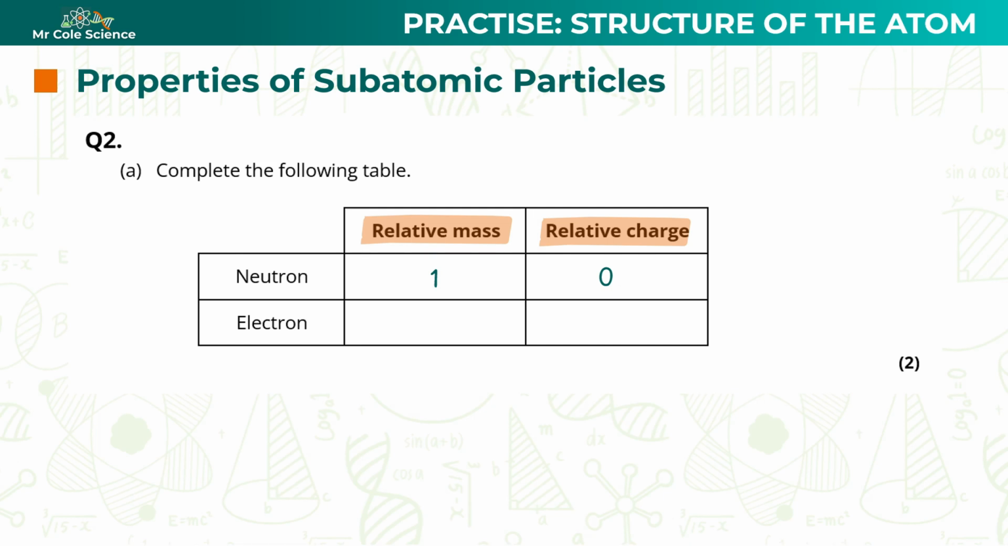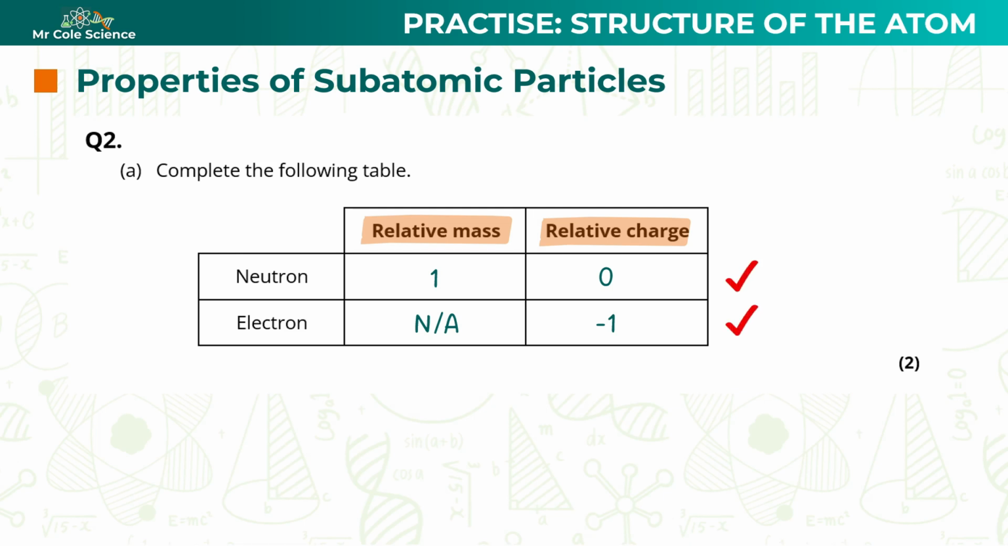For the electron, I'm putting the relative mass as NA. This is because I know mark schemes will always accept that. Some mark schemes will accept 1 over 2000, others want you to say 1 over 1800, which is a little bit more accurate. But they all accept negligible or NA, so I would recommend going with that one to be on the safe side. The relative charge of an electron is -1.